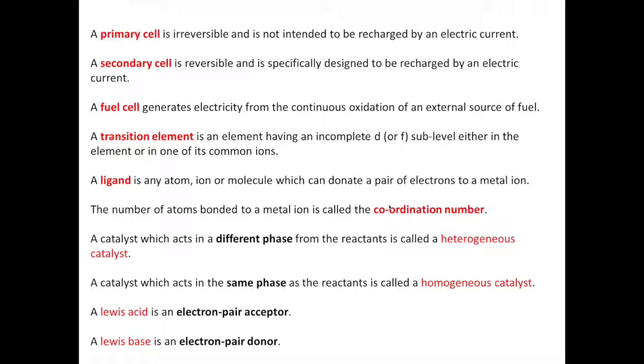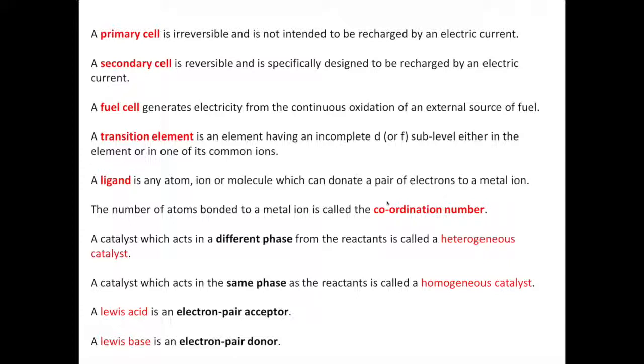A transition element is an element having incomplete d or f sublevels in either its element or one of its common ions. A ligand is any atom, ion or molecule which can donate a lone pair of electrons to a metal centre. The number of bonds to a metal ion is called the coordination number.